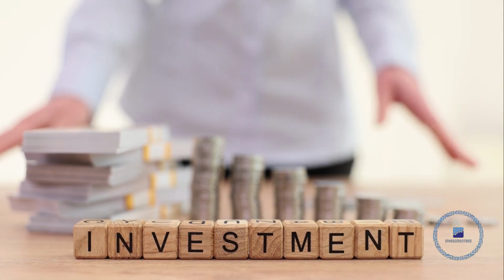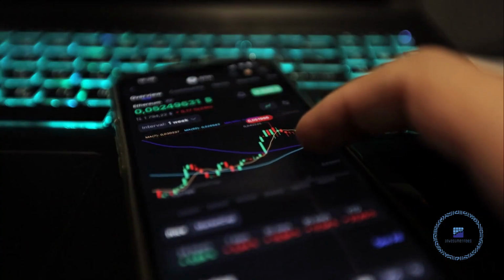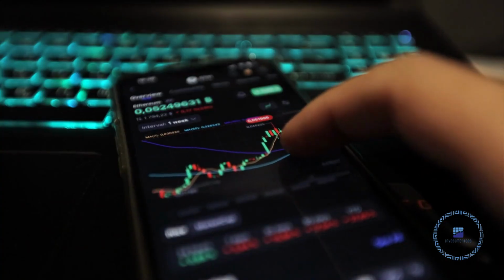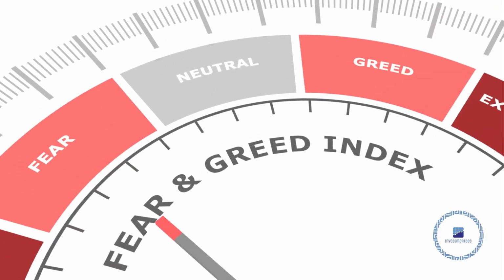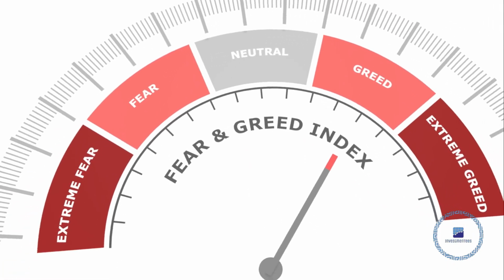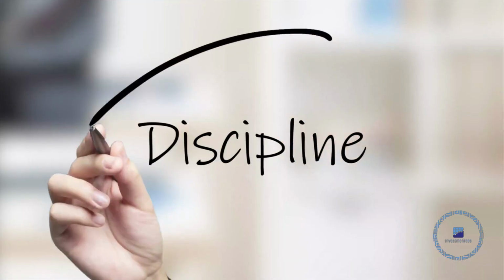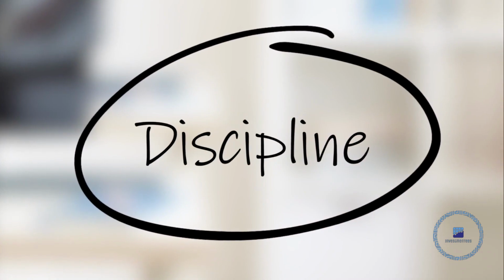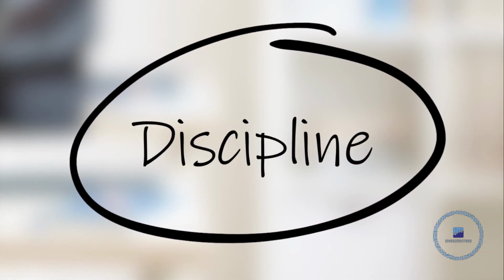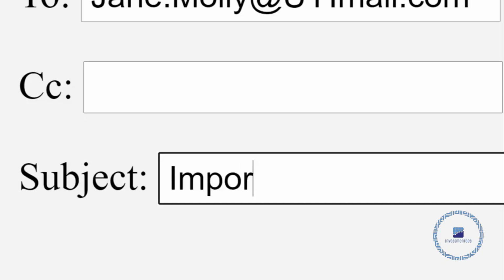For new traders, the stock market can be intimidating. Emotions like fear and greed can lead to impulsive decisions. The 3-to-1 rule provides structure and helps beginners maintain discipline. Here's why it's particularly important.